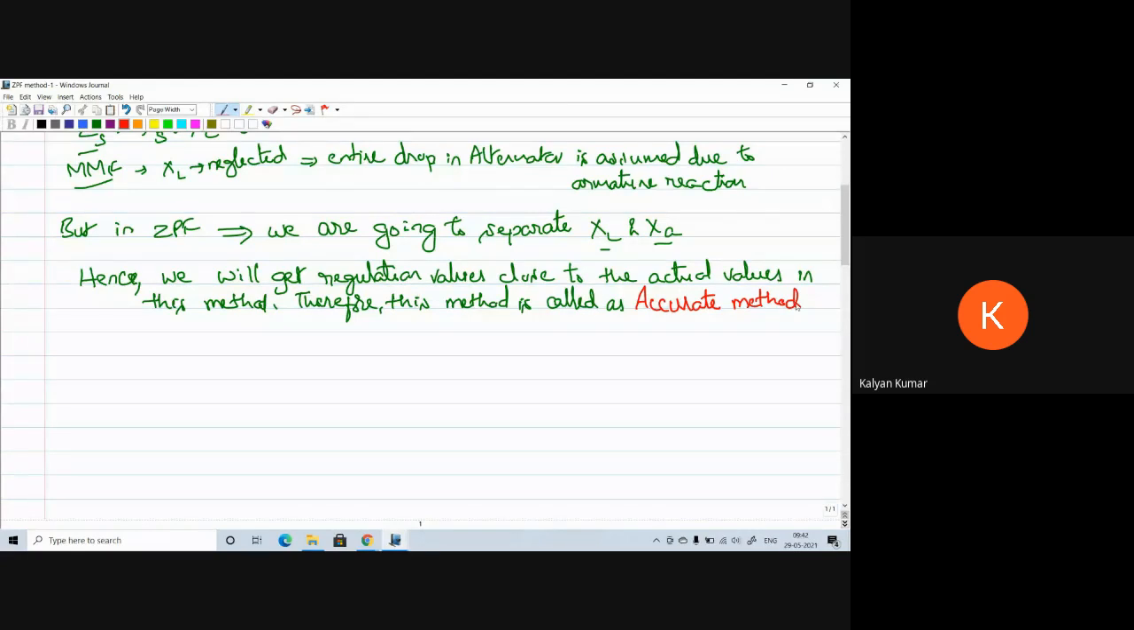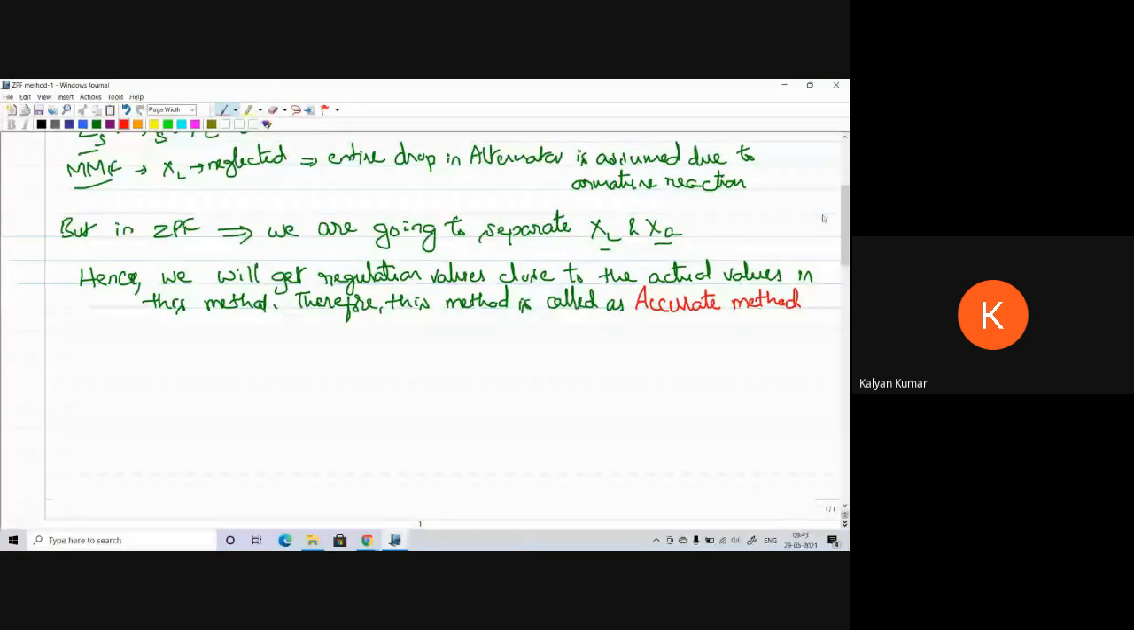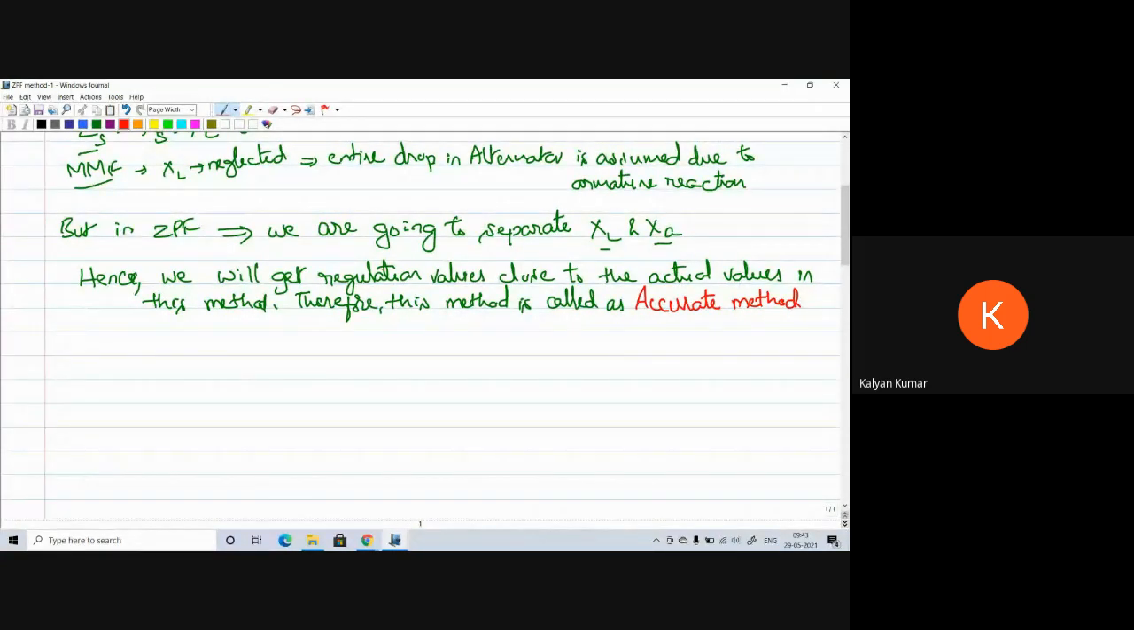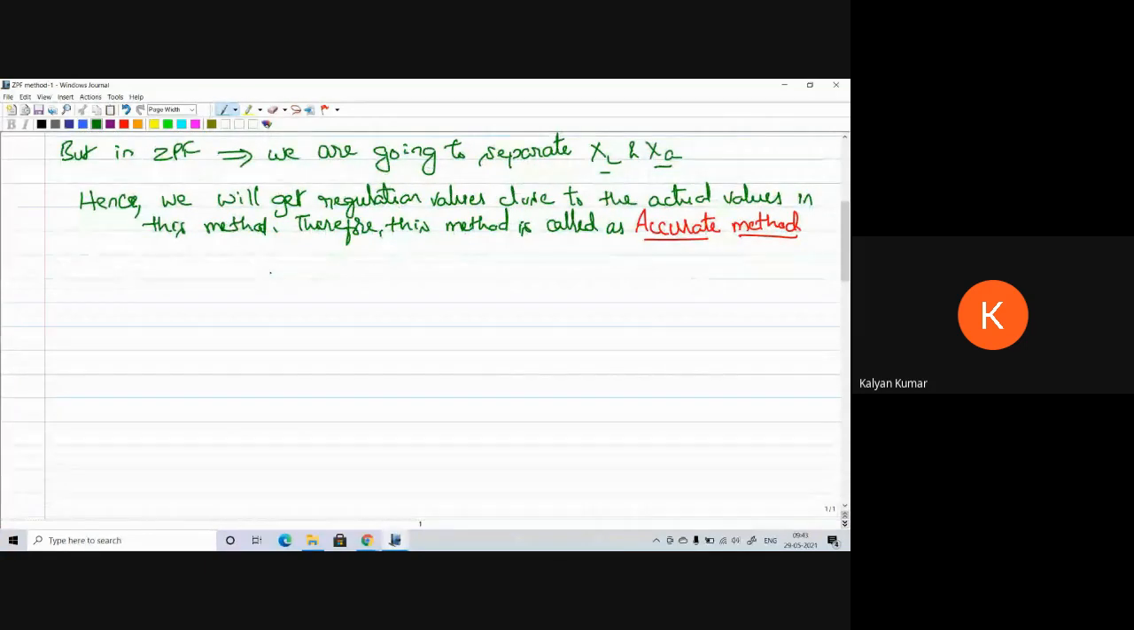So compared to the synchronous impedance and MMF methods, the regulation values that we get by the ZPF method are very near to the actual values, that is, the values that we obtain by the direct method. So the values are nearer to the direct method values. So this method is called the accurate method. Now let us see how to find the regulation by the ZPF method. For finding the regulation by the ZPF method, we require open circuit data.